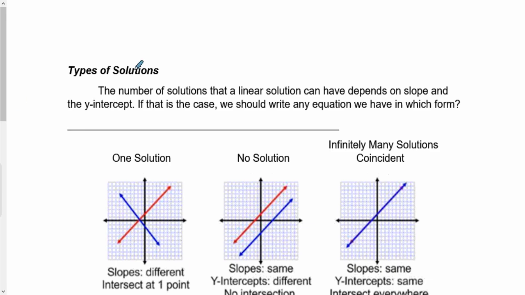Next, we have a few other things. We have a few different types of solutions. The number of solutions that a linear system can have depends on the slope and the y-intercept, just like we talked about in our last unit. If that is the case, we should write any equation in which form? If it talks about slope and y-intercept, we should probably write it in slope-intercept form. For the visual, that's y equals mx plus b form.